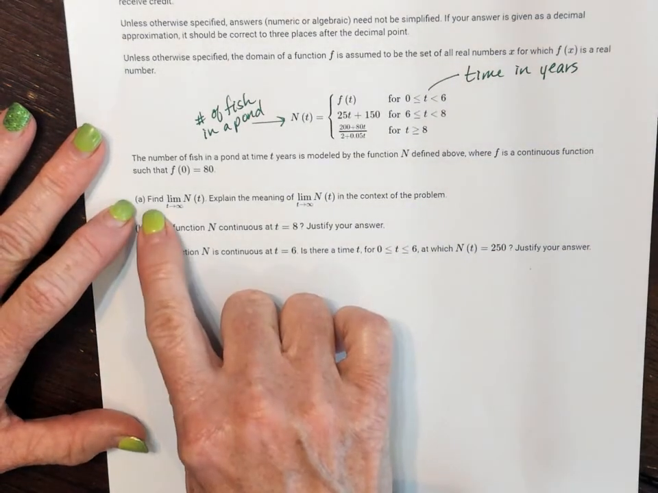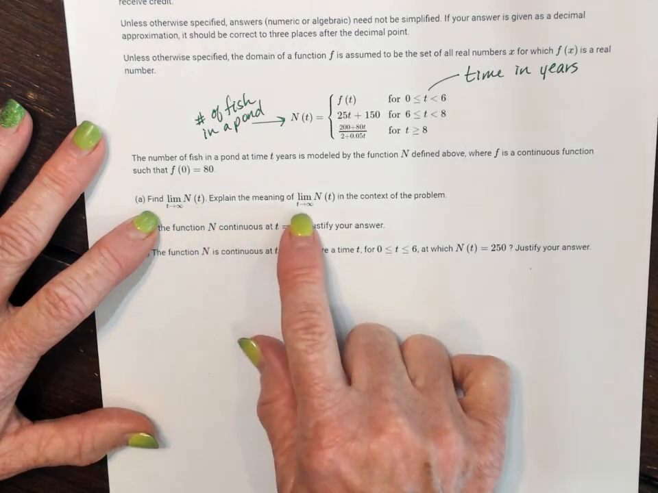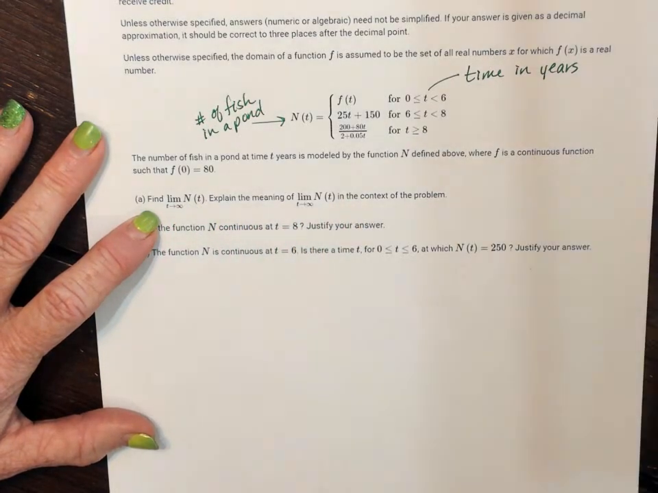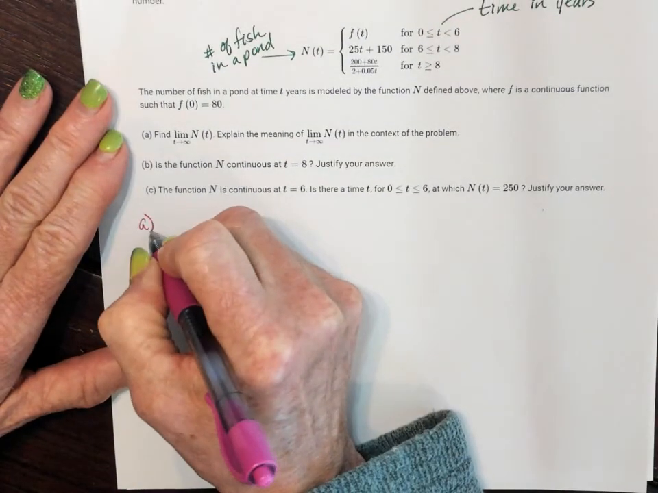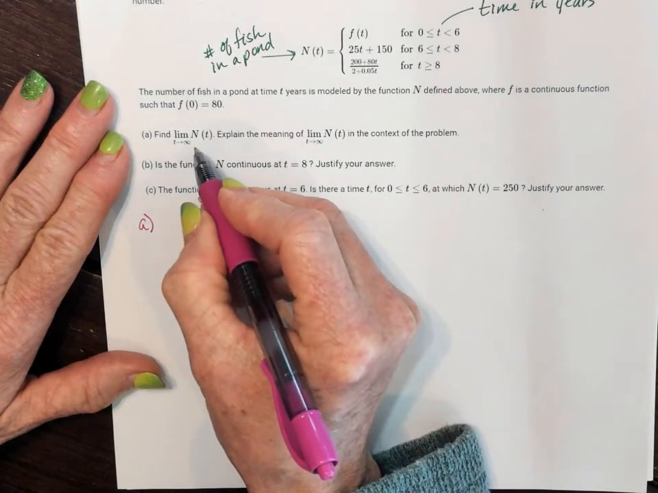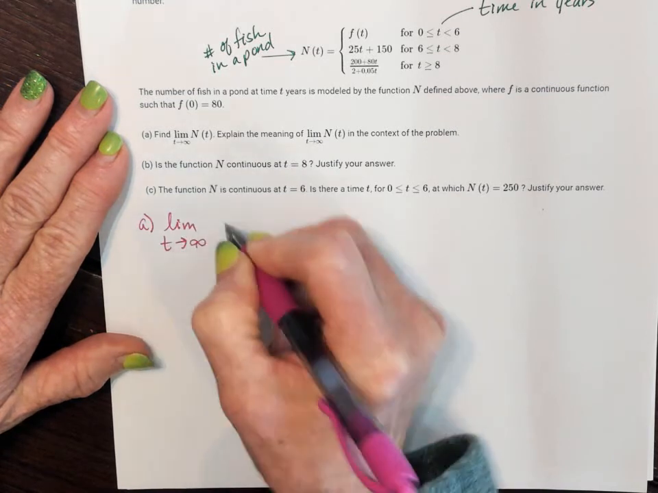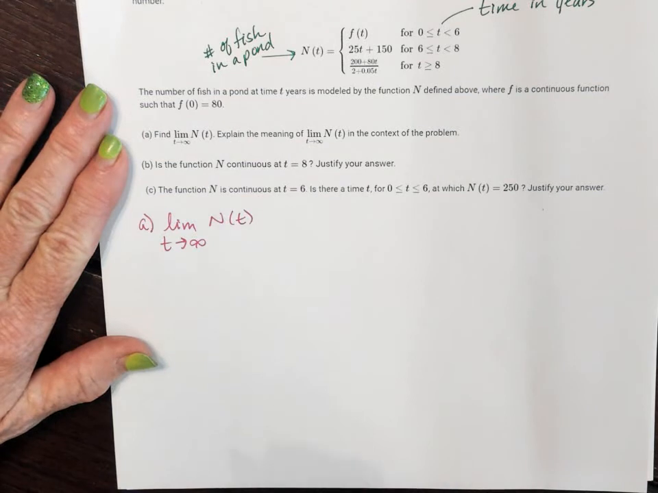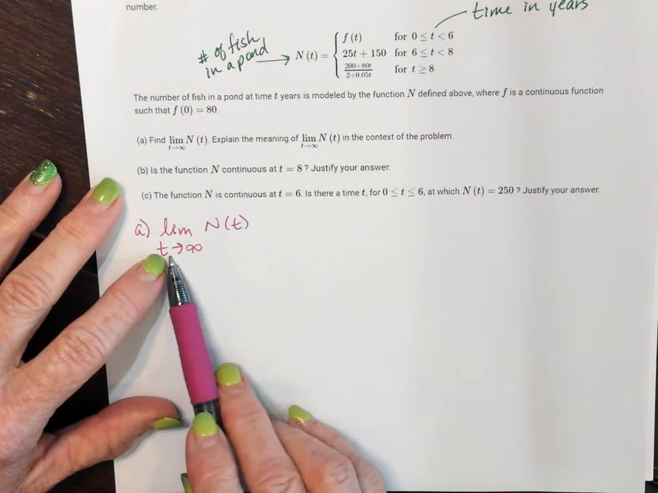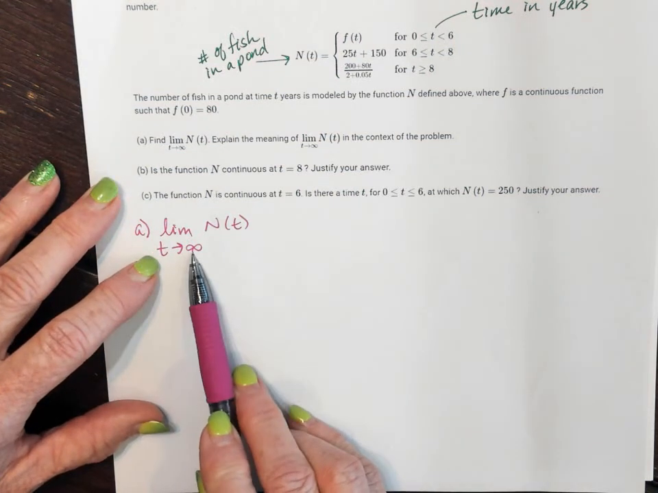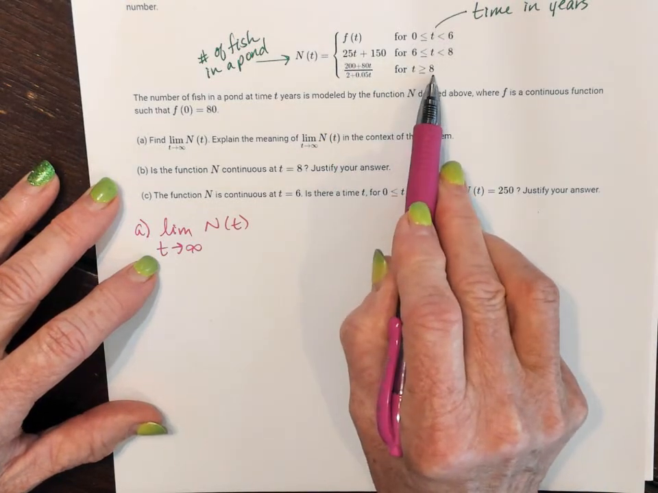Okay, now part A. Find the limit as t approaches infinity of n of t. Explain the meaning of that limit in the context of the problem. So, part A here. We want to find the limit as t approaches infinity of n of t. All right, so since n of t is a piecewise defined function, we need to look at the piece that talks about t approaching infinity. So clearly that's this section down here where t is greater than or equal to 8.